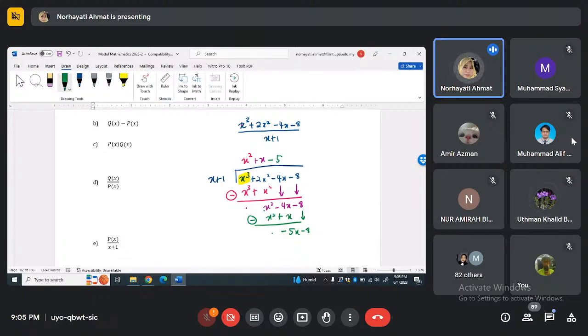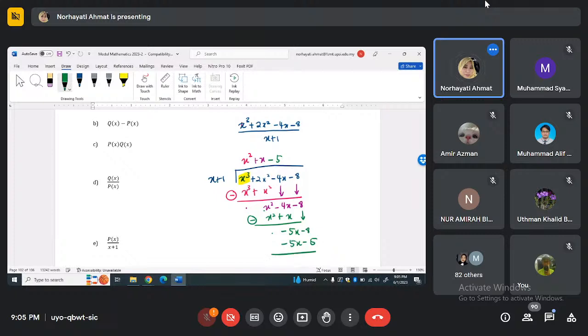Okay, good. Ada soalan just tanya, okay? This is very important. Long division is important. One of the questions in your final exam is about long division, so you need to master this operation. Negative 5 times x is negative 5x. Negative 5 times 1 is negative 5.